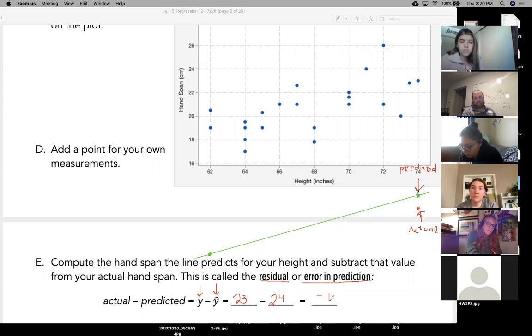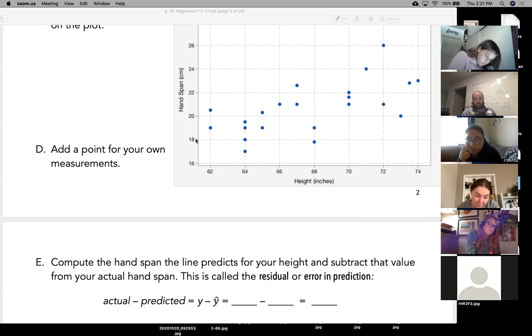Our residual is -1. The actual was 23. The predicted is 24. So the residual would be -1. Anything that's below the best fit line has a negative residual, and anything that's above the best fit line has a positive residual. So all the points above have positive residuals and all the points below have negative residuals. Does that make sense so far?